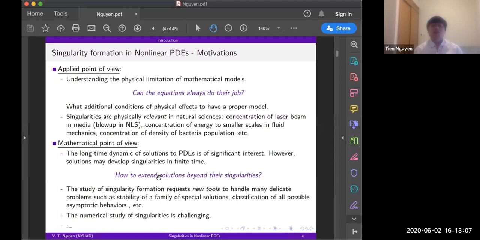Also, the study of singularities requires some new tools to handle many delicate problems. For example, the stability here is not around a single solution, but around a family of special solutions. The classification of possible asymptotic behavior is also a challenging question. Of course, numerics is also challenging, to detect the singularity or to verify the theoretical results obtained.